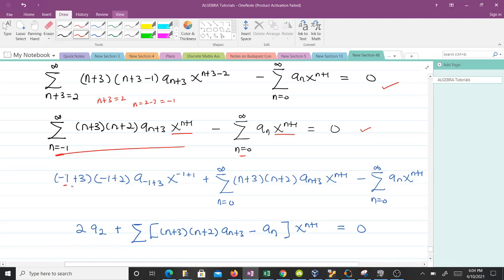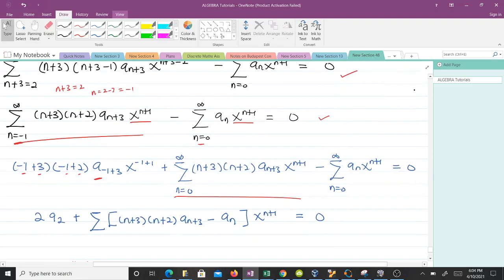So negative 1 plus 3 times negative 1 plus 2, then a subscript negative 1 plus 3, x power negative 1 plus 1, plus, then we start from 0 now, because we've taken it when it is at negative 1. So then we have plus the summation. I hope you understand.